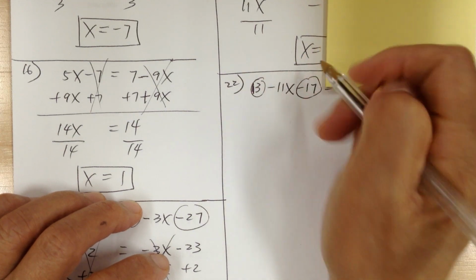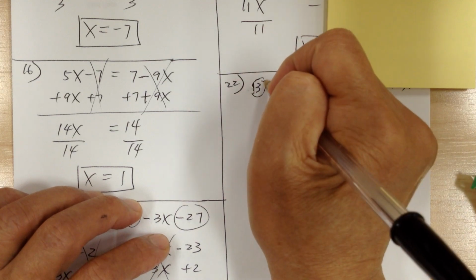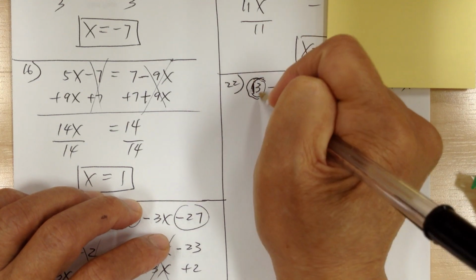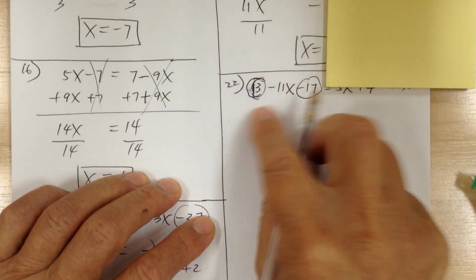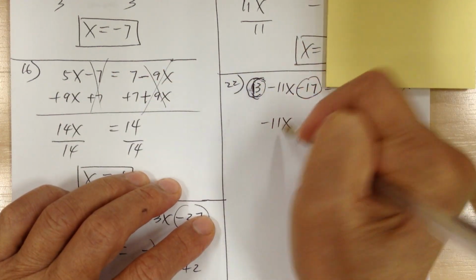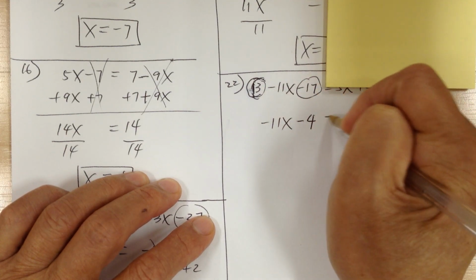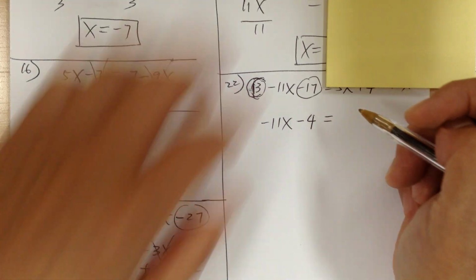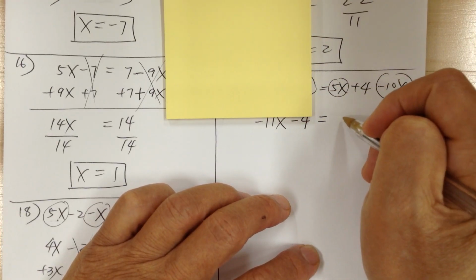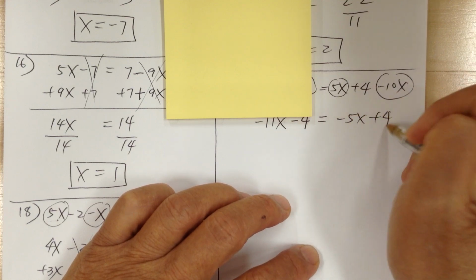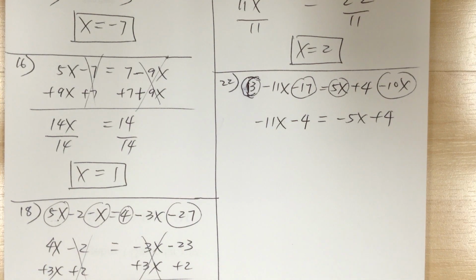So this one and this one. Okay, so 13 minus, so you're going to get negative 11x. So 13 minus 17 will give you negative 4. Okay, and this side, so this one and this one can combine. So you're going to get negative 5x plus 4. Okay, so again, first you want to combine like terms to simplify things a little bit.